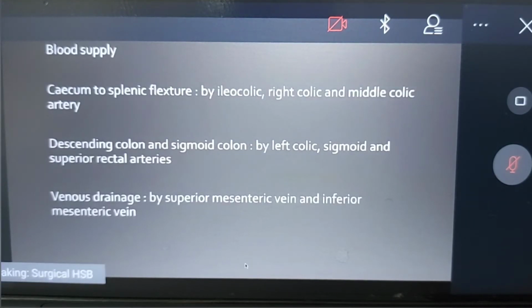The blood supply of the large intestine from the cecum to the splenic flexure is by the ileocolic, right colic, and middle colic arteries. The descending colon and the sigmoid colon are supplied by the left colic, sigmoid, and superior rectal arteries. Venous drainage is by the superior mesenteric vein and inferior mesenteric vein.